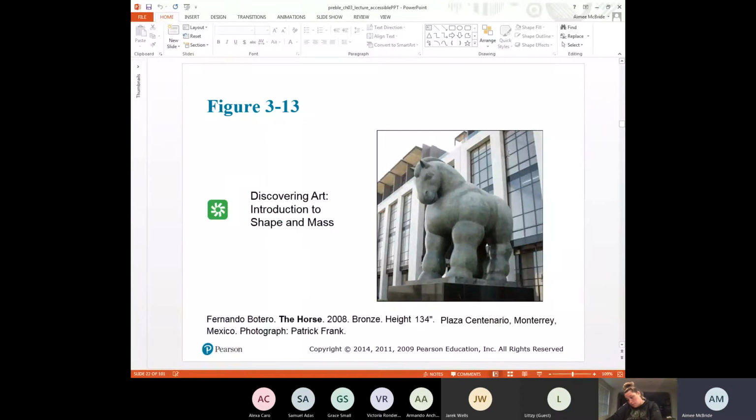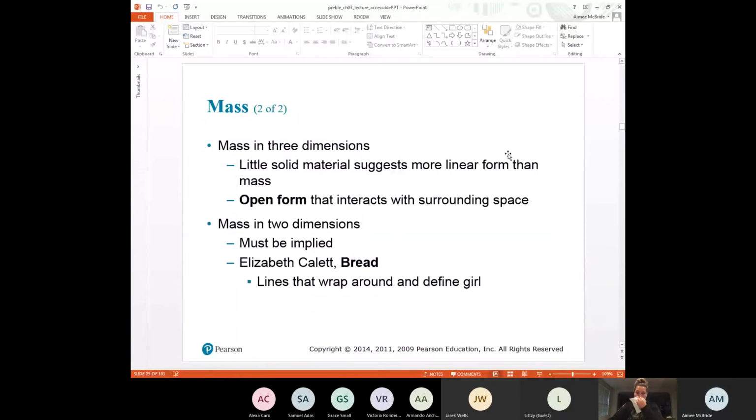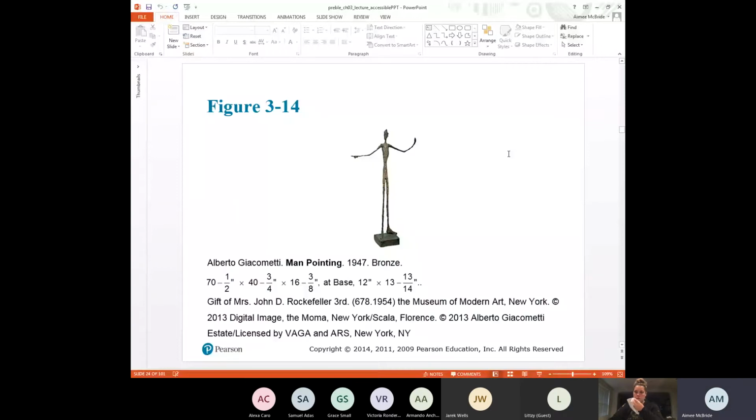Here is that Botero piece, the horse. Does this have a lot of mass? Yeah, the height, how? It's very bulky, yeah, exactly. It doesn't take a rocket scientist to tell us that this has a lot of mass. And in juxtaposition, what about this one? Does this one have a lot of mass? No, why? Slim, skinny, right? Yeah, especially in comparison to the Botero horse.